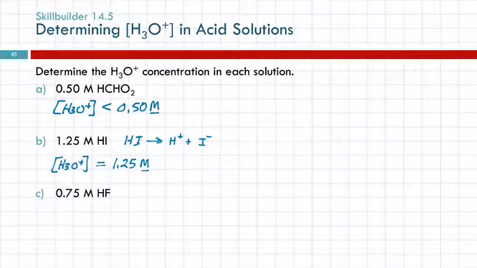At about 0.75 molar HF, strong or weak acid? It's a weak acid. So then what do we know about the hydronium ion concentration? It's less than 0.75. Any questions?